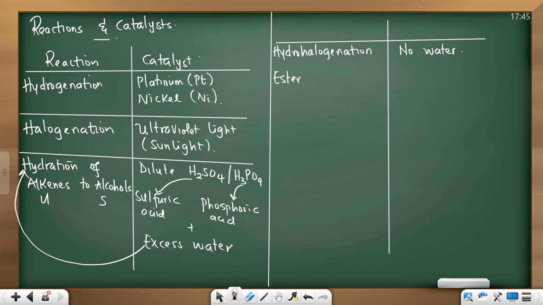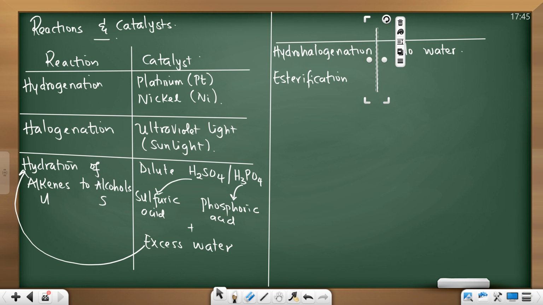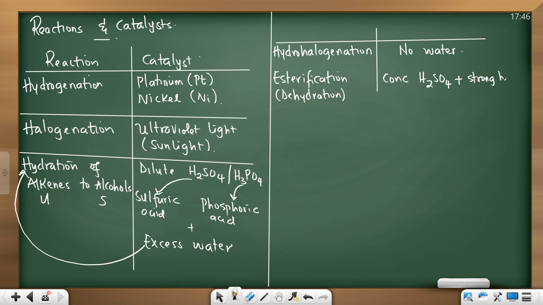And finally, esterification, which is what most of you did as your experiment. Esterification, which is an elimination. This is actually dehydration, because we are removing water. And if you want to remove, what do we need? We need a concentrated sulfuric acid here, plus strong heat. And my strong heat here is using a water bath.